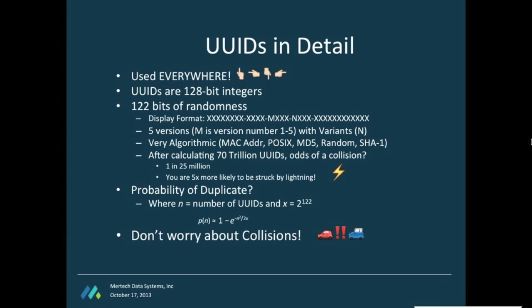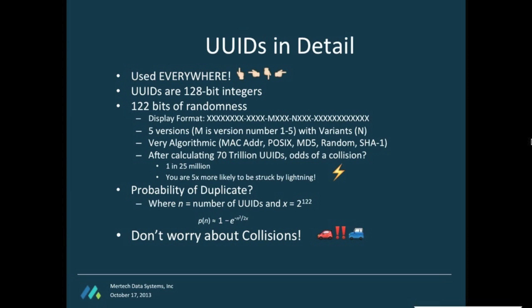Excuse me, I've got a bit of a frog in my throat today. So after calculating 70 trillion UUIDs, you've got about a 1 in 25 million chance of having a collision out of there. And I give you a little number there: you're 5 times more likely to be struck by lightning.